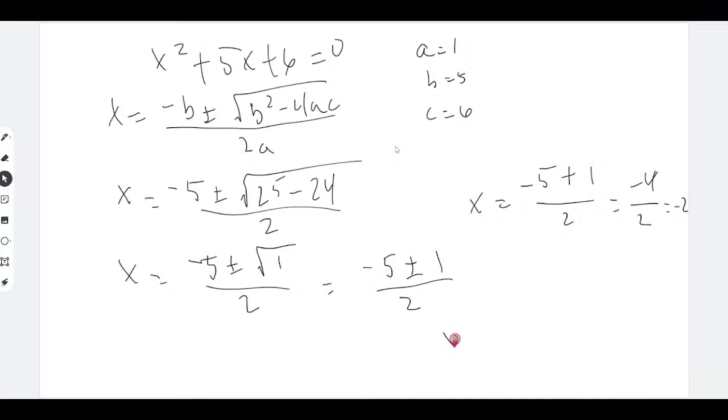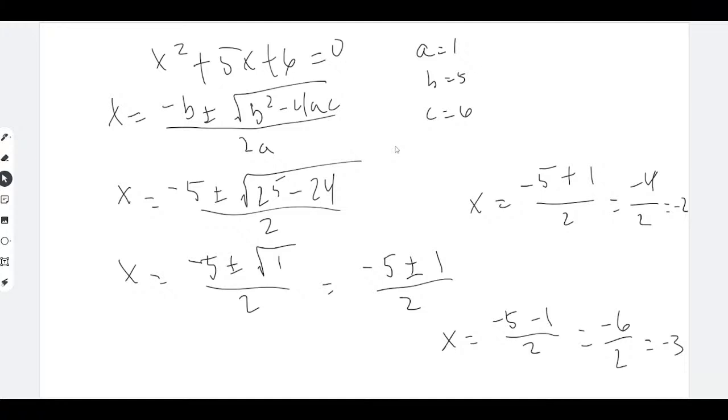Negative 4 over 2 is just going to be equal to negative 2. And then my second case of x, my second solution, I'm going to look at the negative case. So here I'm going to have negative 5 minus 1 over 2. And then that's going to be negative 6 over 2. And then that's negative 3. So does that make sense? So we got the same solutions, right? We got x is equal to negative 2 and x is equal to negative 3. Then you just need to sum that together and it's still negative 5. Yeah, that makes sense. Okay.